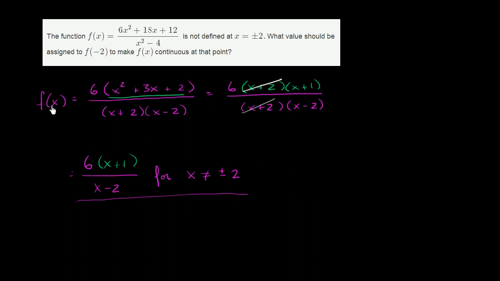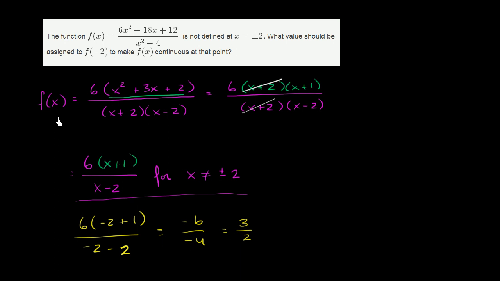But if we wanted to re-engineer the function so it is continuous at that point, well then we just have to set f of x equal to whatever this expression would have been when x is equal to negative 2. So let's think about that. 6 times negative 2 plus 1 over negative 2 minus 2 is equal to, this is 6 times negative 1, so it's negative 6 over negative 4, which is equal to 3/2.